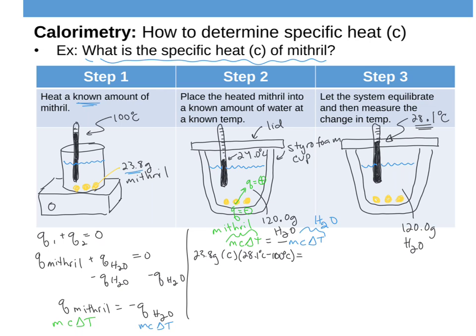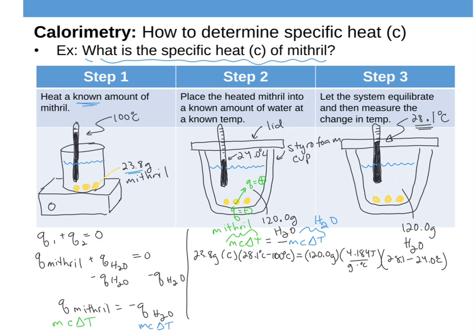Now we also have the water. What was the mass of the water? This M for the blue stuff. The mass of the water was 120 grams. The C for water, you would go and look that back up, but that's 4.184, right? Remember, joule, gram, degrees Celsius. And what's the temperature change for that water? Well, the water ended up at 28.1 also, but it started off at 24.0 degrees Celsius.